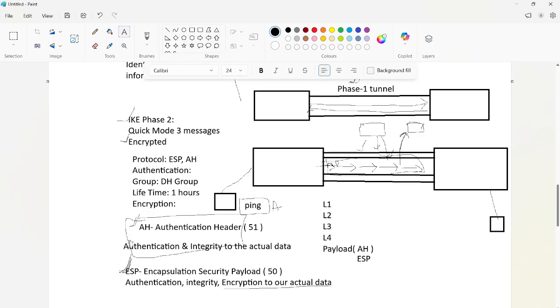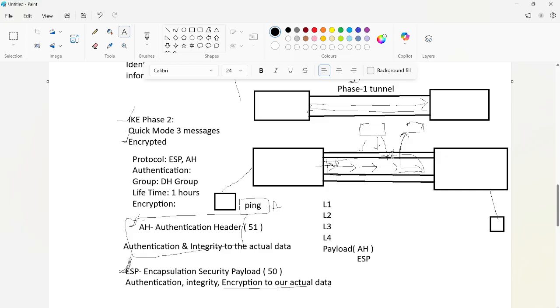ESP will provide authentication and integrity, as well as encryption to our data, whereas AH provides only authentication and integrity. Okay, so this is what we are going to do in IPsec. So this completes our IPsec class as well.